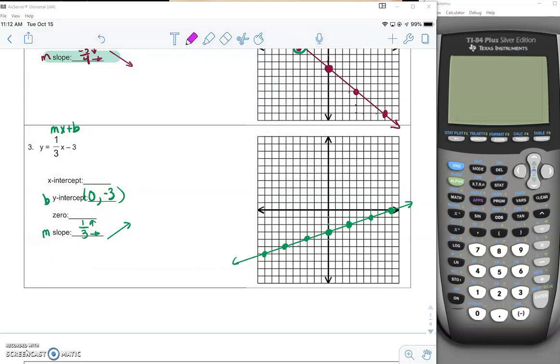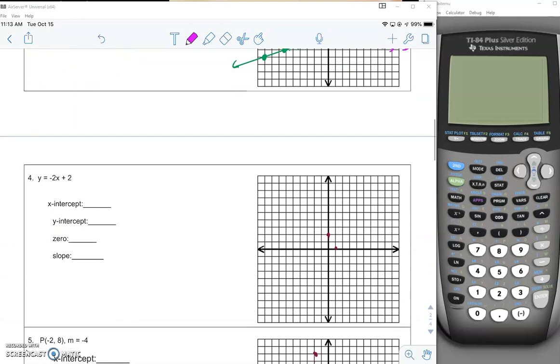The x-intercept I can find from the graph, where my line crosses the x-axis. This is the point 9 on the x, (9, 0). Remember, a zero is asking us again, what is the x of the x-intercept? So my zero is 9.